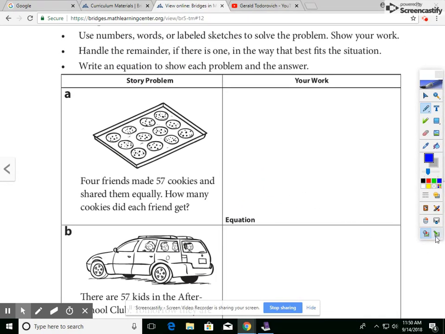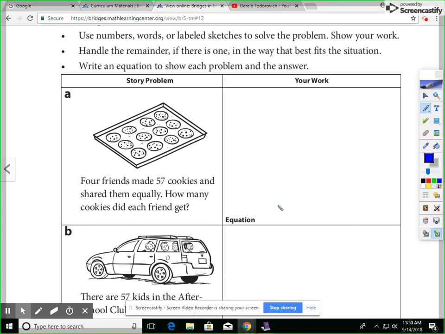So if we go here to part A, we have 57 divided by 4 equals. We really haven't talked much about dividing this school year yet, but from 4th grade, some students might know how to divide. 57 divided by 4. They could do their long division if they remember. Sorry, I'm a step ahead of myself. 4s into 17 would be 4. And here's your remainder 1. So maybe we have 14 cookies per friend with 1 cookie left over.